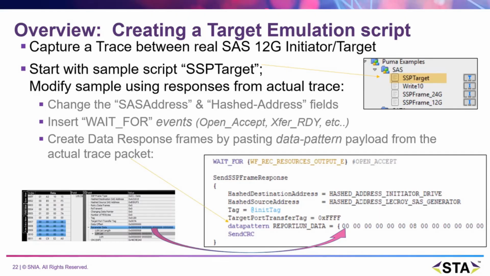Target emulation scripts can be built from real traces. By modifying sample scripts and inserting actual data patterns, users can simulate realistic device responses for thorough testing. I hope this video has shown how protocol jamming, exercising, and analysis can uncover hidden issues in SAS devices, whether it's corrupting, dropping, or modifying packets, or simulating complex link bring-up scenarios.